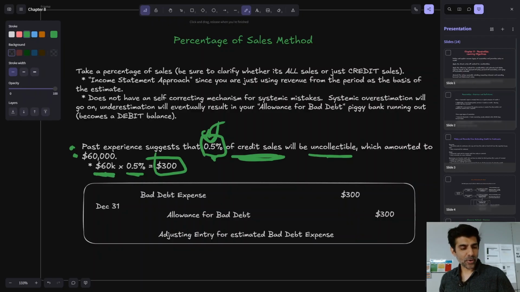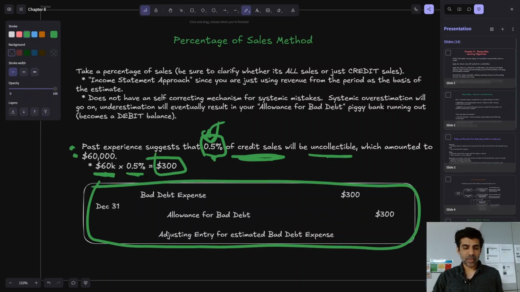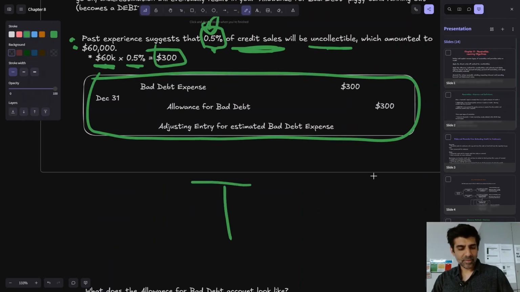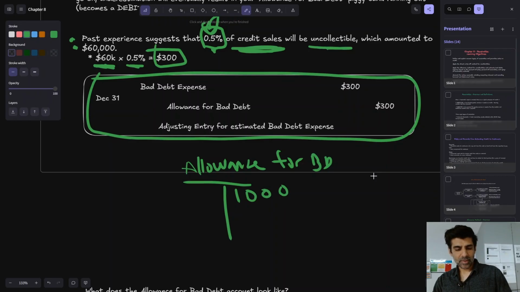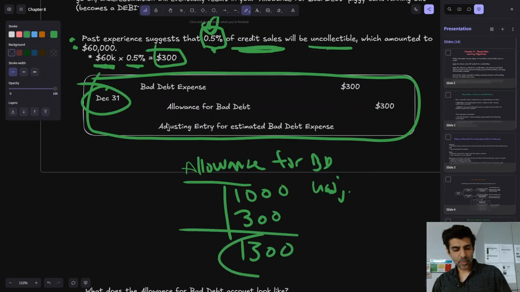But for our purposes, we're told this 0.5%. We multiply it by our credit sales, and then we do this adjusting entry. There's going to be some existing balance, unless it's the first year of our business. So allowance for bad debt. Maybe we had $1,000 as the unadjusted balance at the end of the year. Now we have this adjusting entry. We're going to add another 300 to it, so now we have 1,300. So now our piggy bank is set up for the next period.